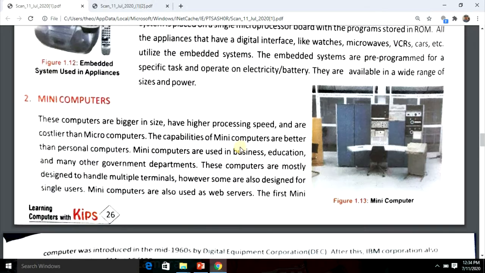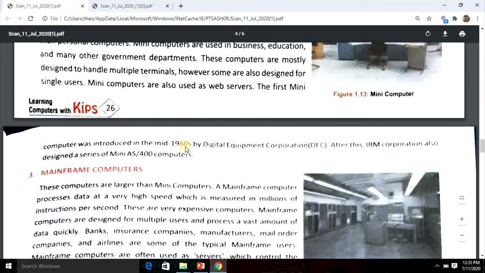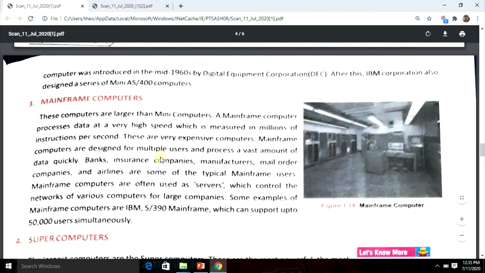Now the mini computer is bigger and its processing speed is much more than the microcomputer, and mini computers are better than personal computers. These are used for various purposes, and mini computers are also used as servers or web servers. The first mini computer was introduced in the mid 1960s, after which IBM Corporation also designed a series of mini AS400 computers.